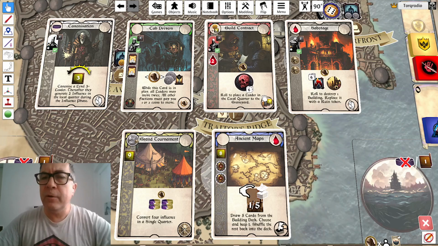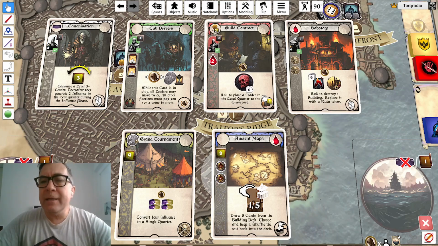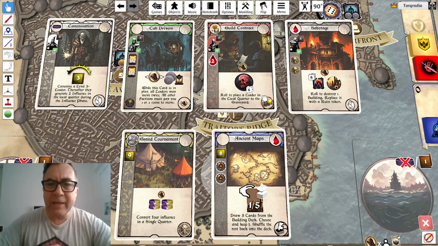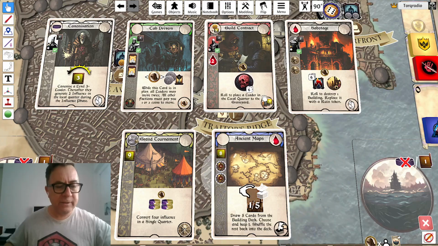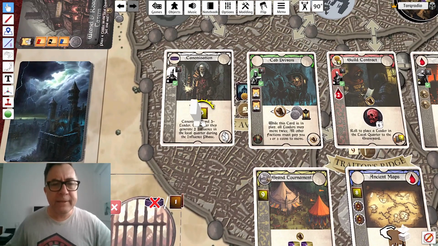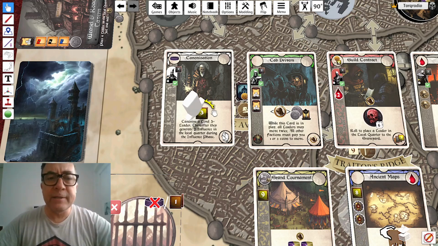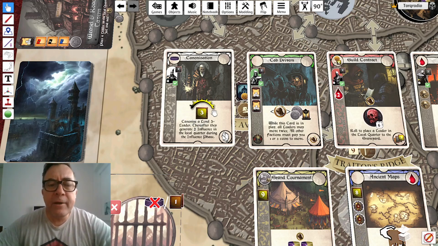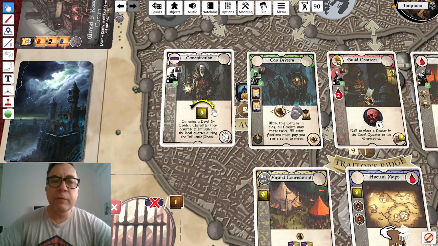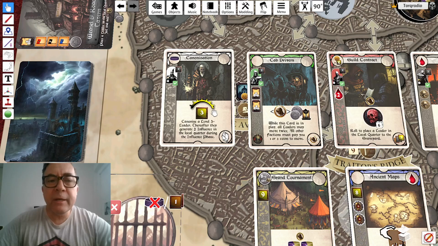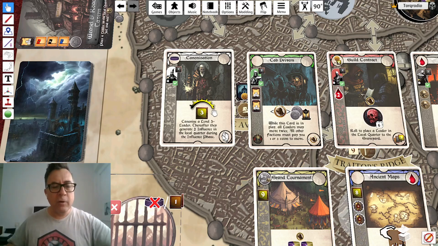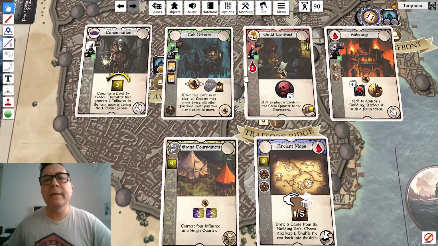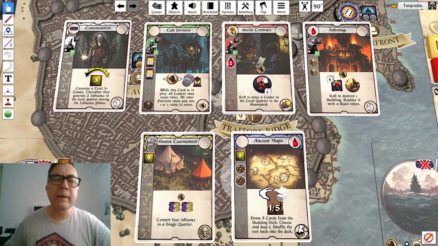In the center of the card, below the artwork, you will see icons and text indicating the actual effect of the card. Sometimes the effect will be automatic, such as the case of canonization, which says canonize a level 3 plus leader. Thereafter, they generate 2 influence in the local quarter during the influence phase. So you put one of those canonization tokens onto your board above that particular leader who must be level 3, and from then on, that leader will generate 2 influence in the influence phase in the way that a building would.